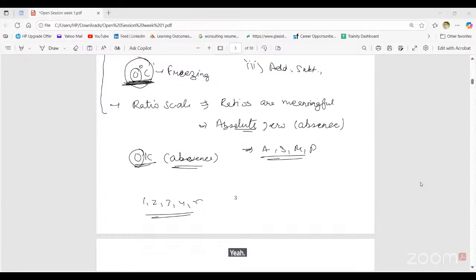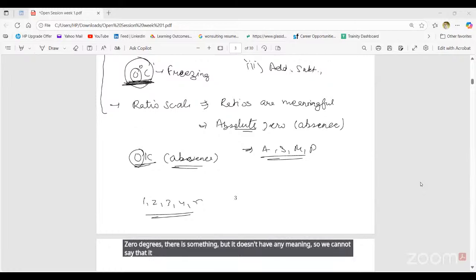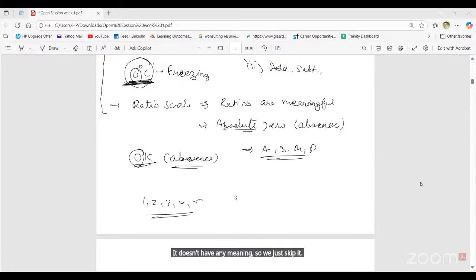0 degree means there is no inclination between two lines also. But 0 degree is an angle, no? Angle means the inclination, there is no inclination between lines. Yes, 0 degree means there is something, but it doesn't have any meaning. So we cannot say that it is an angle or something. It doesn't have any meaning, so we just skip it. 0 degree is nothing but just a straight line.